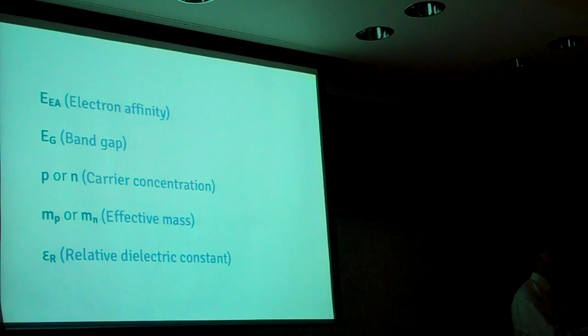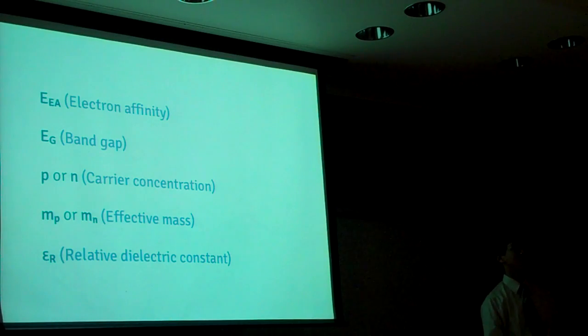But if we were to do this by hand, we would need 5 parameters for each material. First, we would need the electron affinity, which is the energy it takes to remove an electron from the conduction band to the vacuum energy, which is a position immediately outside of the atom. Next, we want the band gap, which is the energy difference between the conduction band and the valence band, where there are no electrons.